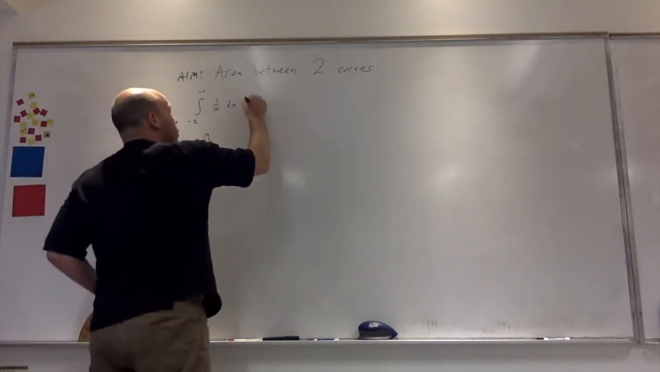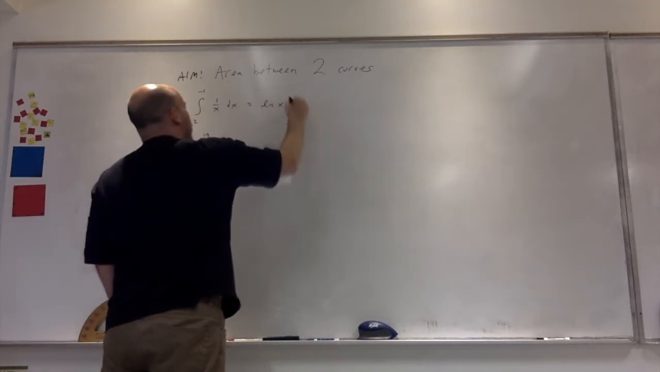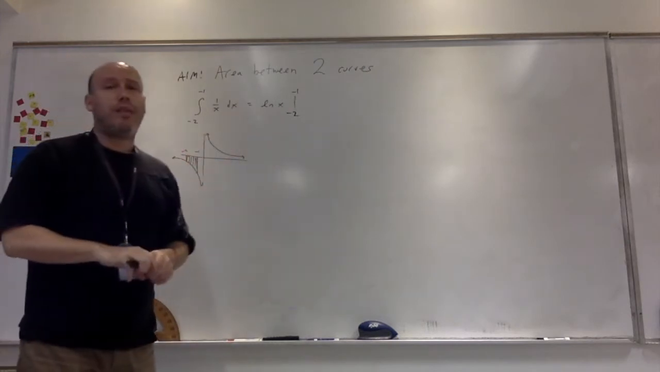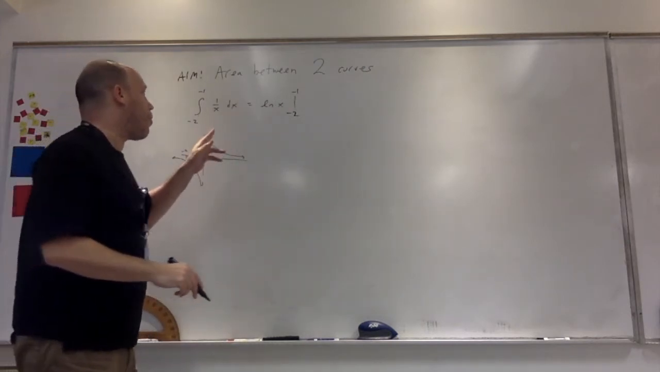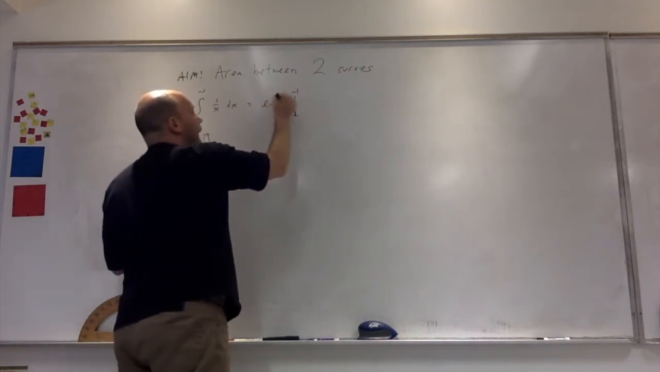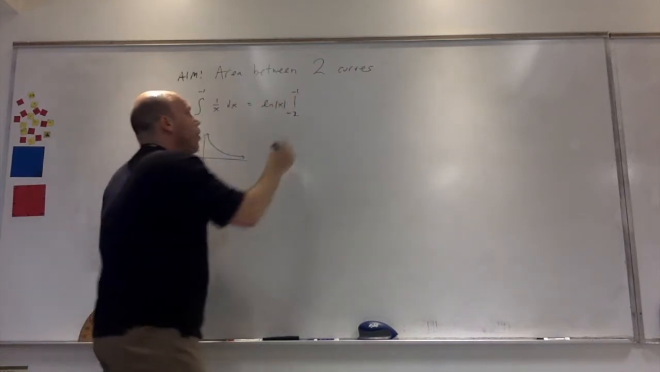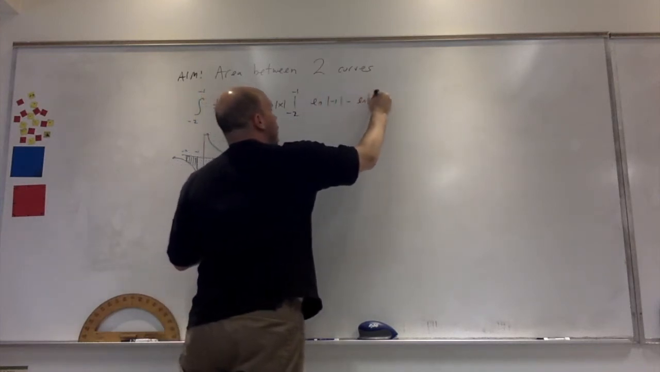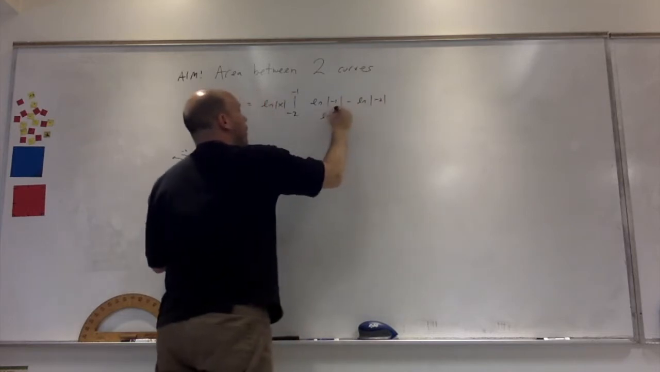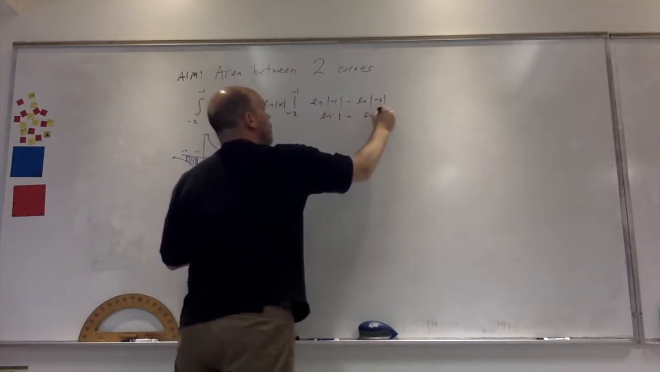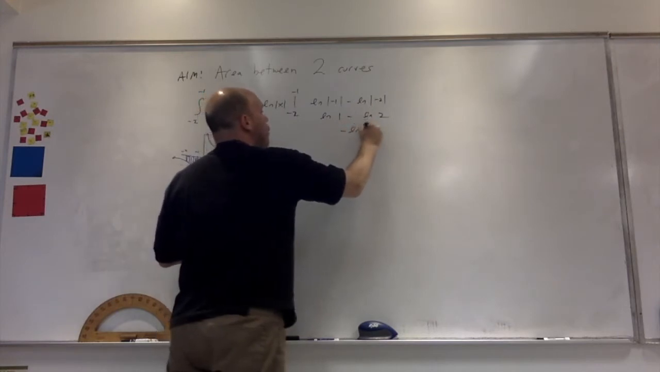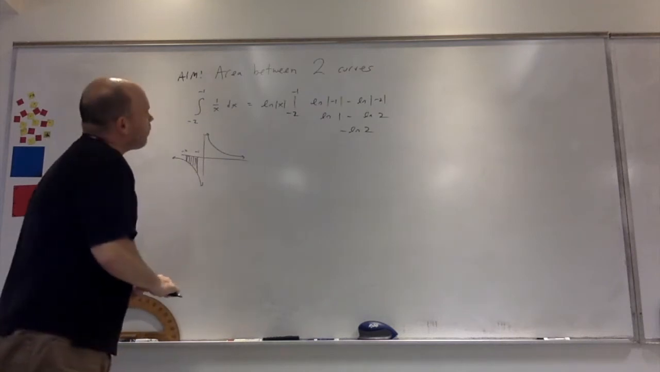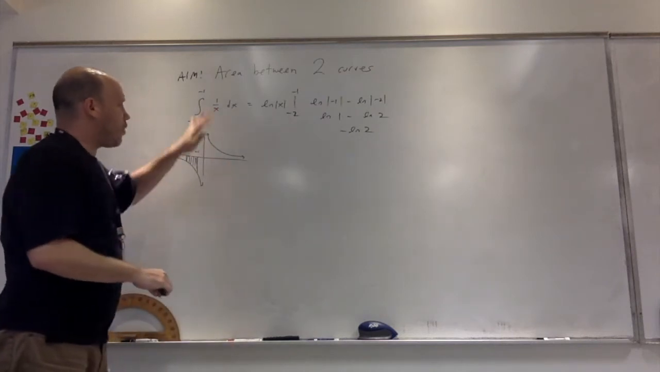When we take the integral, we know it's ln of x from -2 to -1, but we notice that ln cannot take values less than 0. That's why the integral of 1 over x, remember, is ln of the absolute value of x. So you have ln of the absolute value of -1 minus ln of the absolute value of -2. It's ln of 1 minus ln of 2. We get negative ln of 2, but it's underneath the x-axis. We're fine with that. So that was just a side thing.